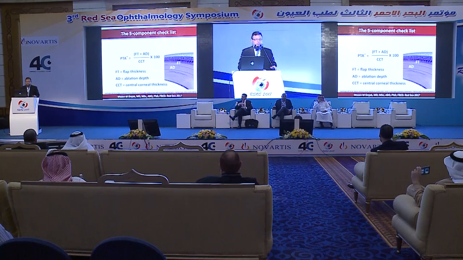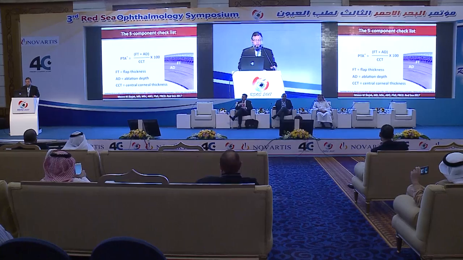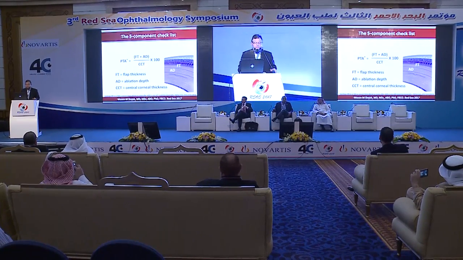The percent tissue altered is a very, very important index to avoid ectasia, and it is more important than the residual stromal bed issue. We have to stop using the residual stromal bed and depend on the PTA. The PTA is calculated as follows: it is the ratio of flap thickness added to ablation depth, divided by the central corneal thickness and multiplied by 100. The central corneal thickness can be seen by the pachy apex on the Pentacam, and for the ablation depth, there are two methods to calculate it in your clinic.